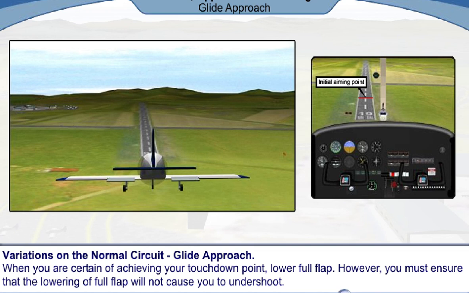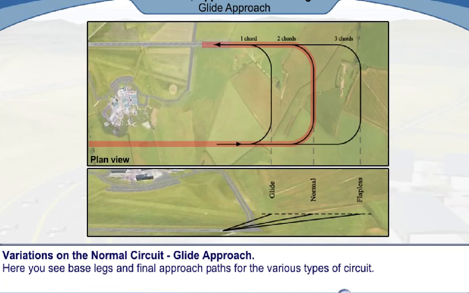The glide approach not only gives you good practice in landing safely following an engine failure, but should also be regarded as a precision exercise to improve your flying ability and judgment. The diagram shown here lets you compare the relative positions of base legs and final approaches of the various types of circuit for an assumed common wind direction and strength.